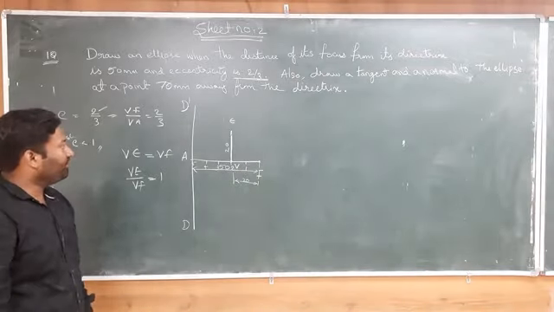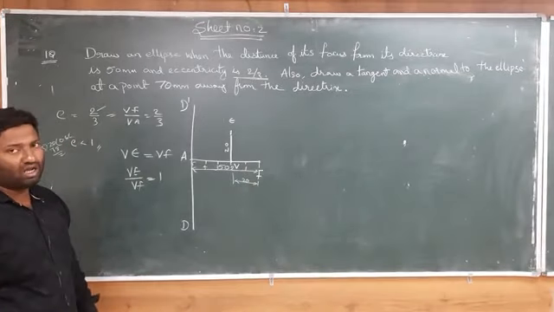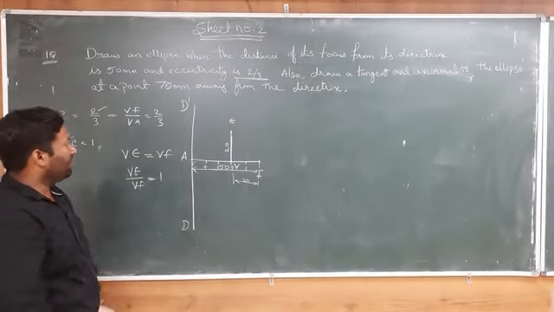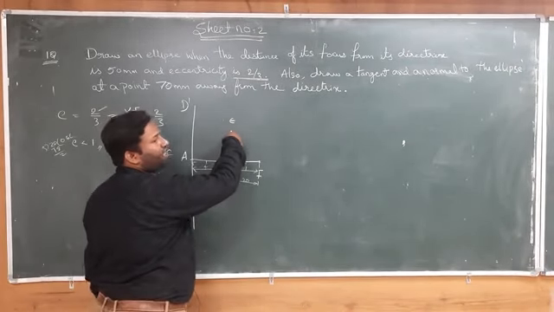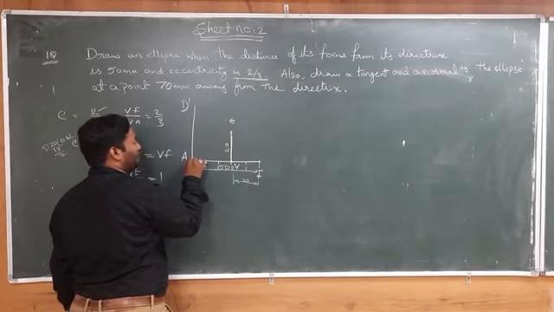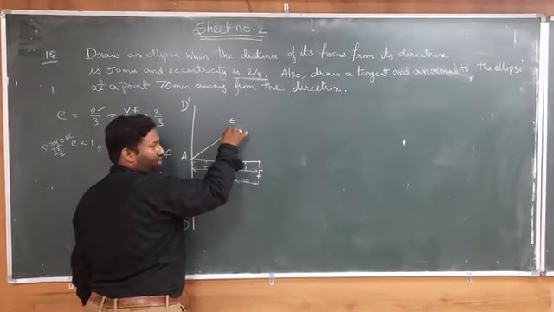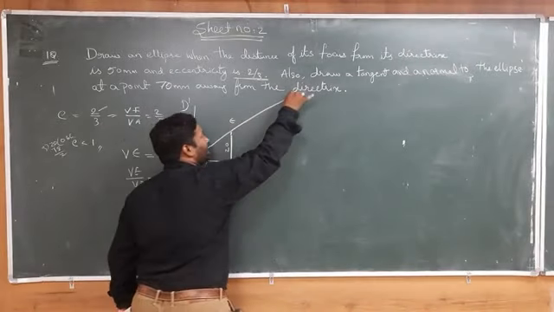After that we have to draw an inclined line from the starting point A, and we will join it to E. We will draw an inclined line starting from A, join it to E, and after that we will extend the line to some extent.